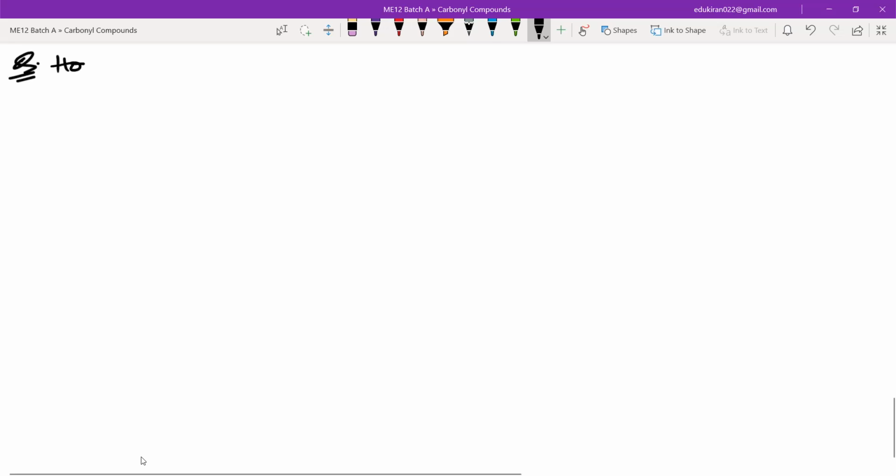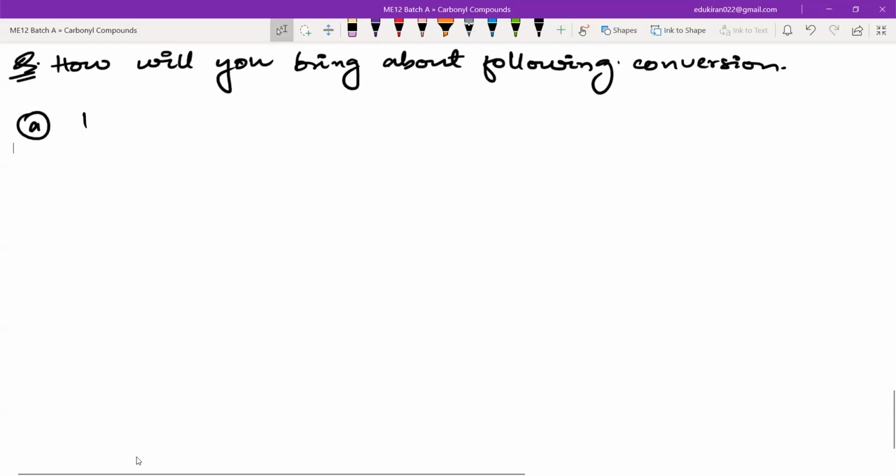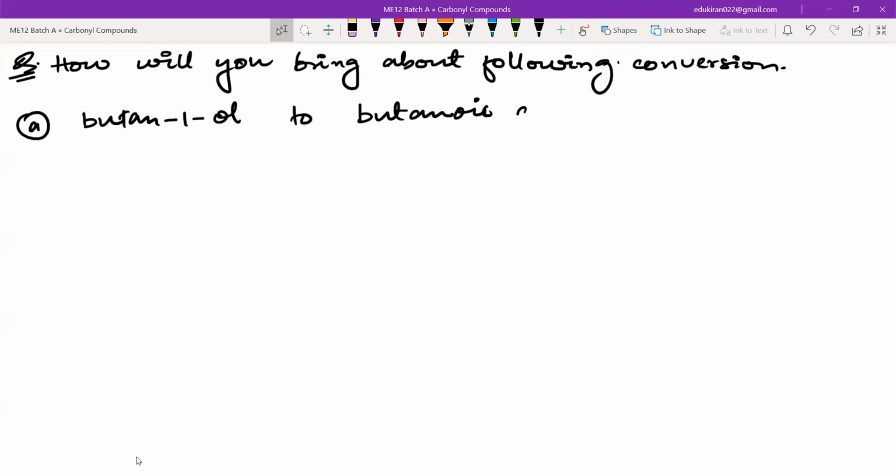So, how will you bring about the following conversions? In conversions, it's very important. First of all, let us say you have butan-1-ol to butanoic acid. Okay, so this is simple. You have four carbons, right? So first of all you write the structure CH3, CH2, CH2, one more CH2 and OH.